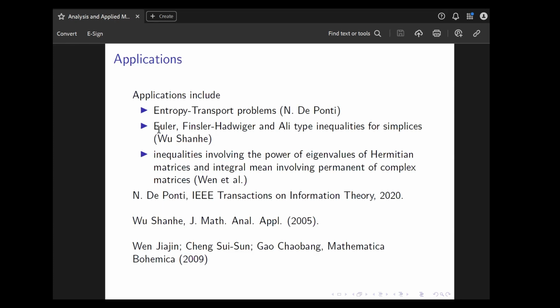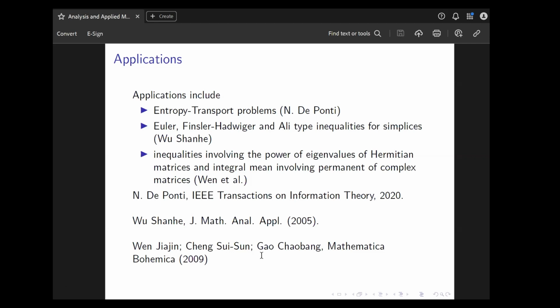There are applications in geometry, Euler and Finsler-Hadwiger type inequalities. There are applications involving Ali type inequalities, about which you can read in the paper by Woodstange. There are also applications for inequalities involving the power of eigenvalues of Hermitian matrices and integral mean involving permanent complex matrices, about which one can read in the paper by Wen, Cheng, and Gao.